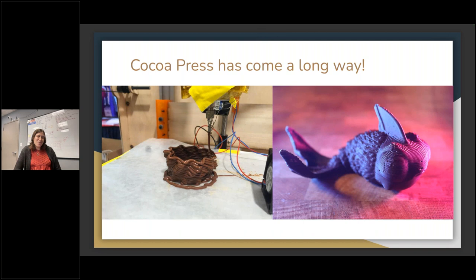That picture on the right is my favorite print I've ever done. It is an articulating fish. And so that means that it has hinges that were printed in place with it. It didn't use any supports. I know there was a question about that earlier. You can definitely use supports in chocolate printing. I use something called organic supports and just use a hot knife and cut it right away. And that's my snack for doing the print. So yeah, it has really come a long way. But I got ahead of myself here.